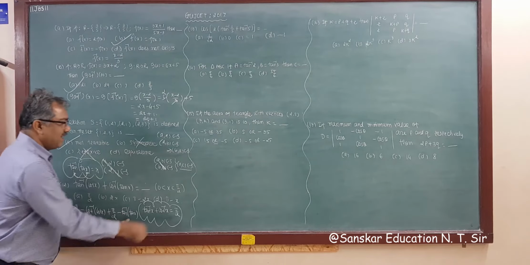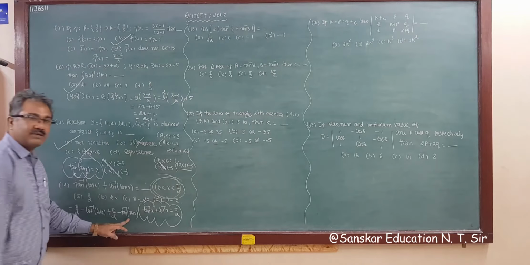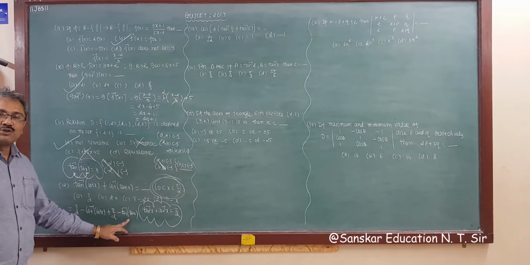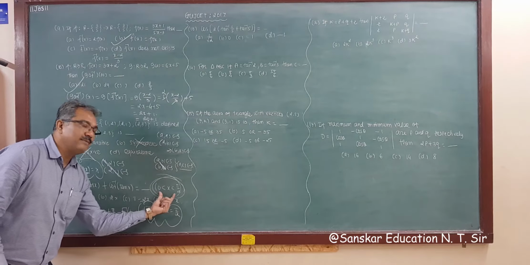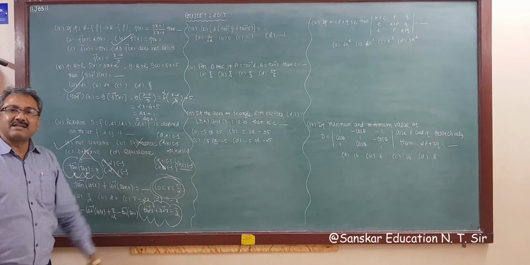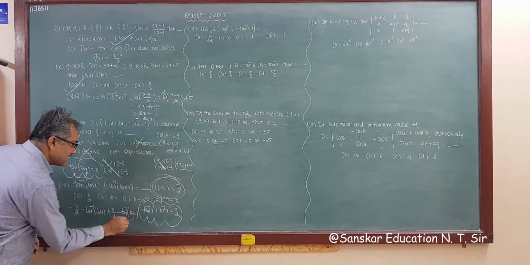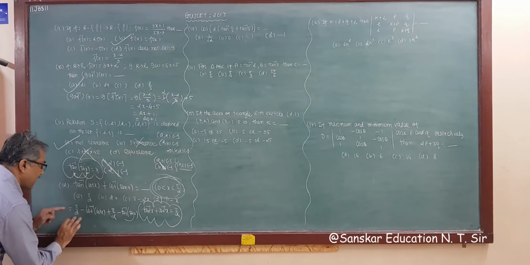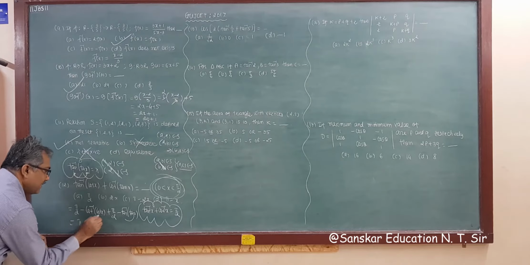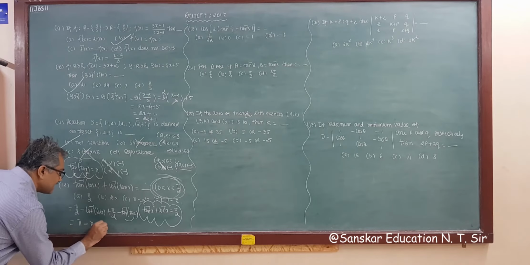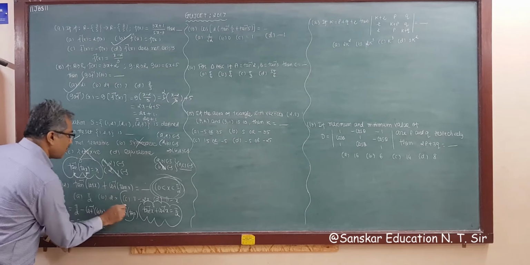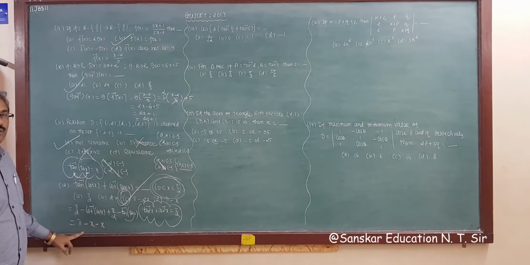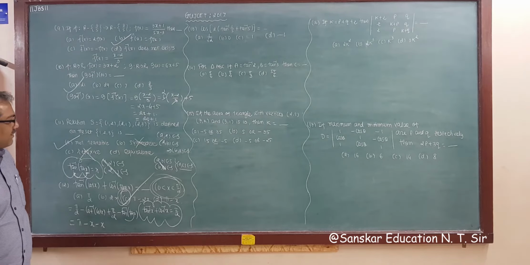Now x belongs to the first quadrant, right? So all values of x of the inverse trigonometric function lie in the required range. So pi by 2 plus pi by 2 is pi. This is x and this is x. So your correct answer is pi minus 2x. That is option C, the correct one.